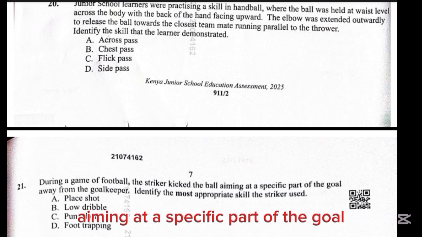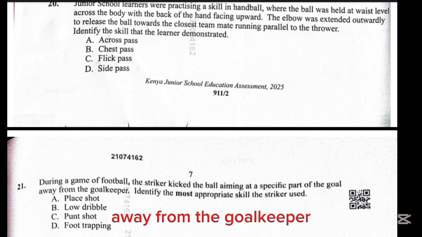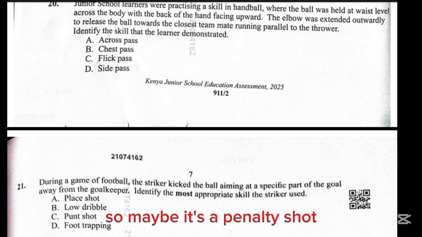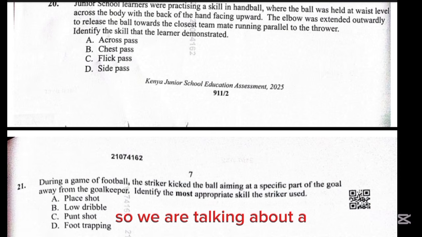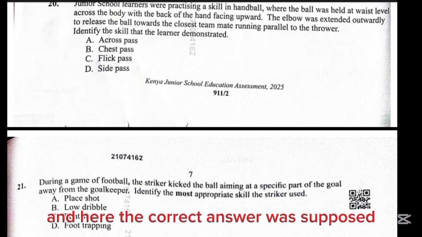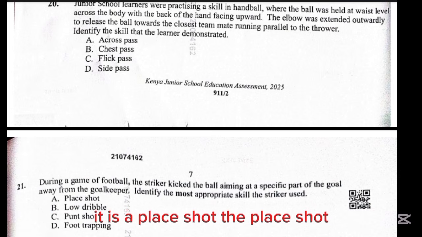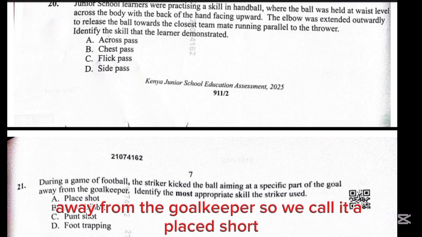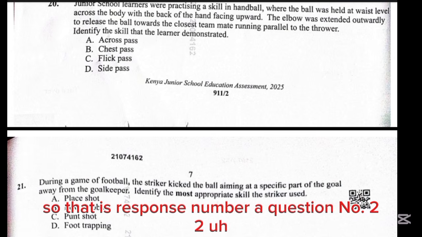Then, question number 21, it's about during a game of football, the striker kicked the ball aiming at a specific part of the goal away from the goalkeeper. Identify the most appropriate skill that the striker used. So maybe it's a penalty shot. So we are talking about shooting skills in football, and here the correct answer is place shot. The striker tried to place the ball away from the goalkeeper, so we call it a placed shot. So that is response number A.